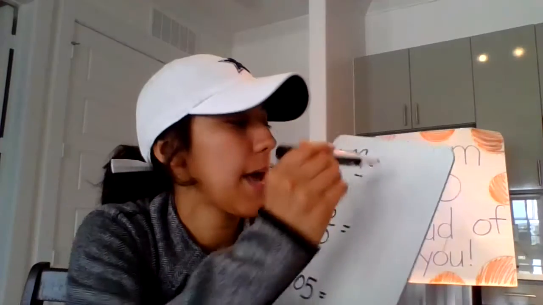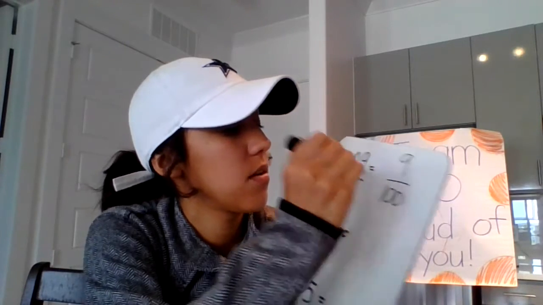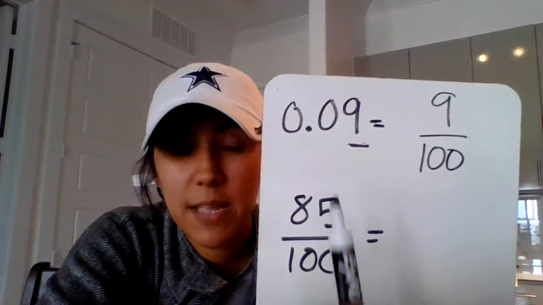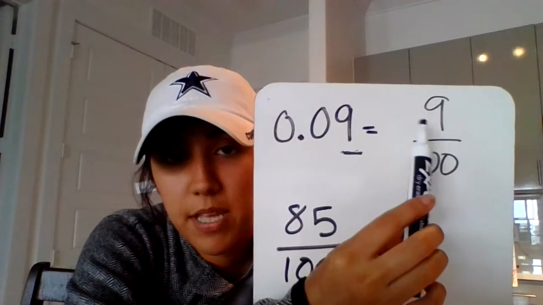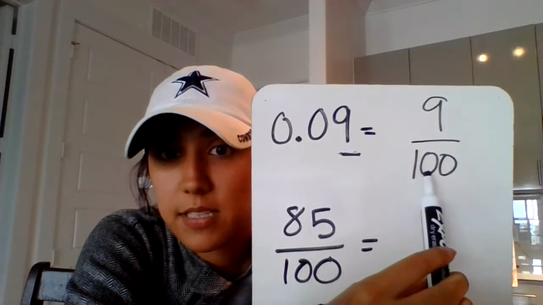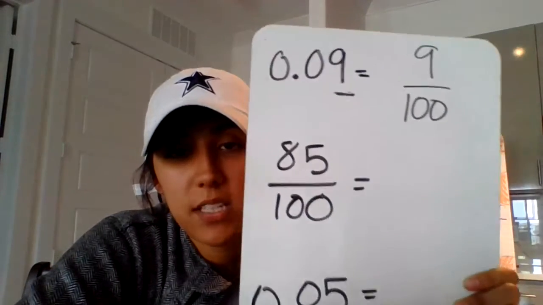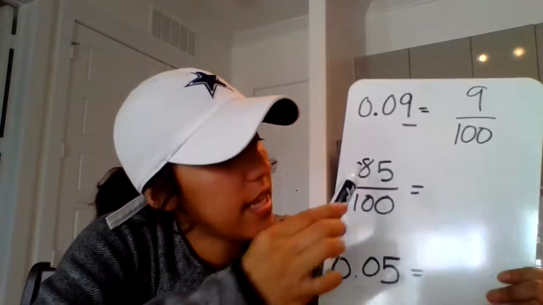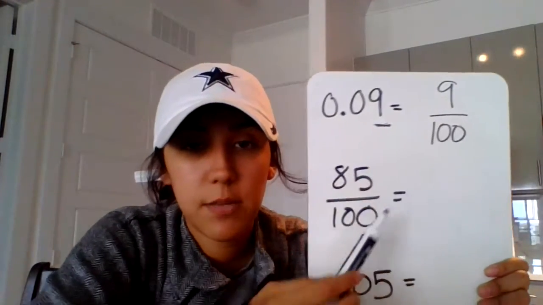So how are we going to write that? 9 over 100. That's the same thing as saying that I have 9 pennies, 9 pennies out of 100 pennies to make a whole. Okay? The next one, it is 85 over 100. Okay, so these two look very similar, boys and girls.